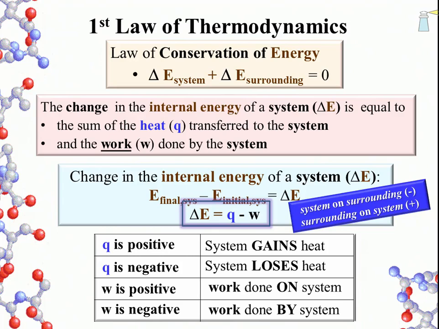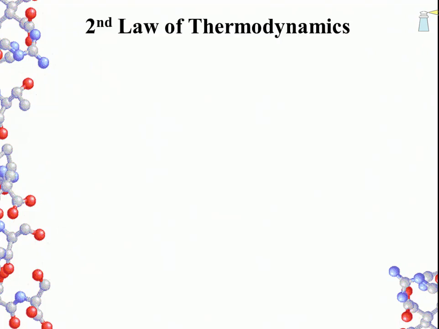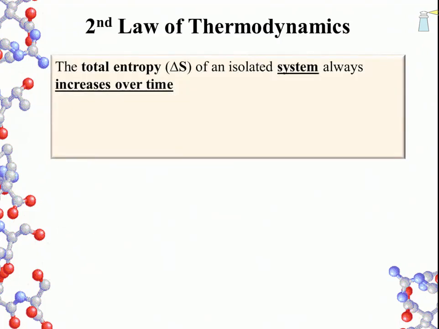The first law is about the flow of energy, and keeping track of that flow is not an easy job. The second law is about order. The total entropy of an isolated system always increases over time. Isolated means that there is no flow of energy or material between the system and the surroundings.